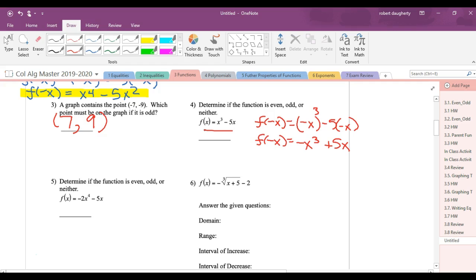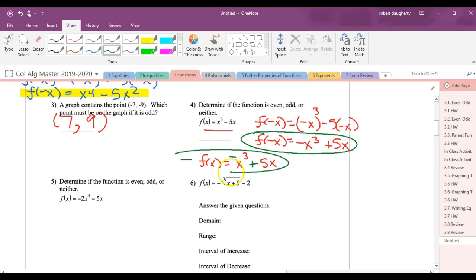Now let's look and see what negative f of x is. If f of x is equal to x cubed minus 5x, minus f of x is minus x cubed plus 5x. Okay, so what I see here is f of minus x equals minus f of x. So this is an odd function. Why is it odd? It is odd because f of minus x equals minus f of x.